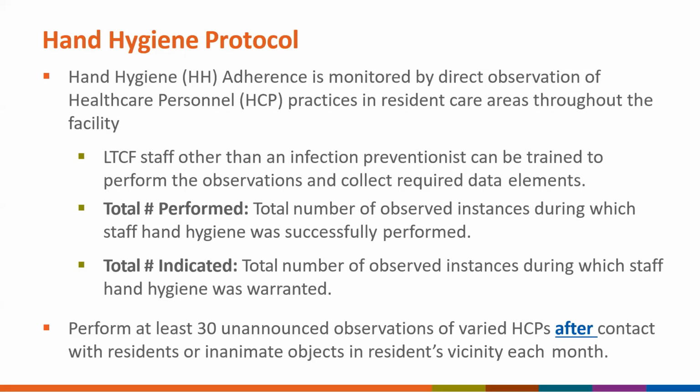Surveillance for hand hygiene adherence must include at least 30 different unannounced observations of varied healthcare personnel after contact with residents or performing a variety of resident care tasks during the course of the month. No personal identifiers will be collected or reported.